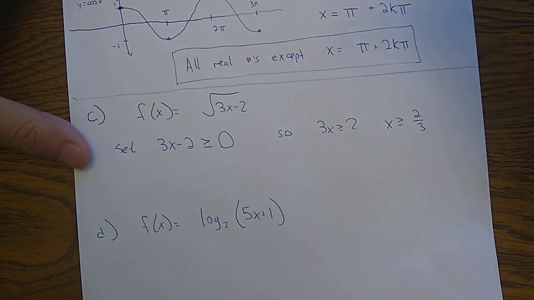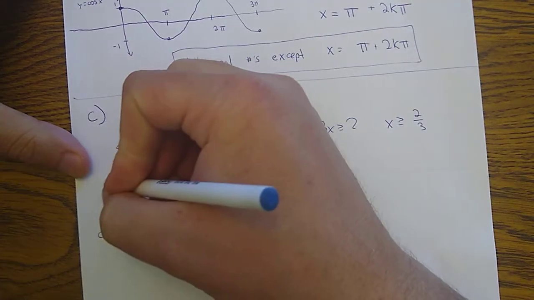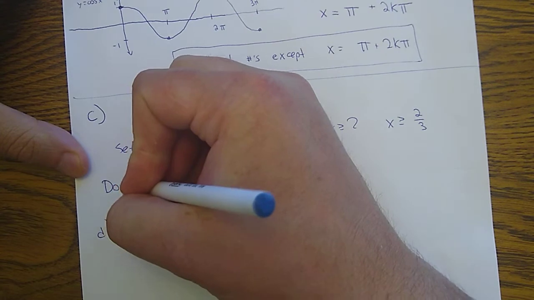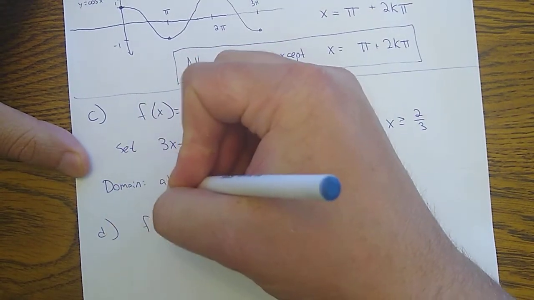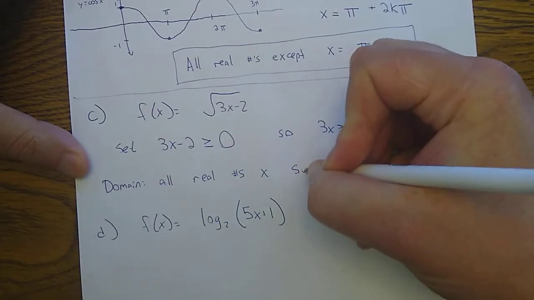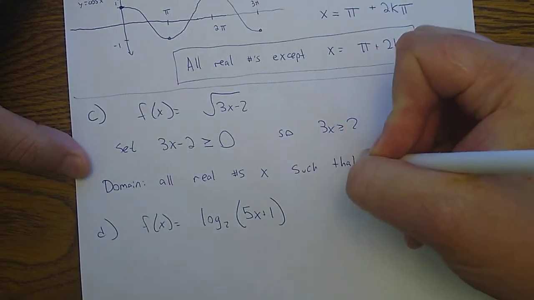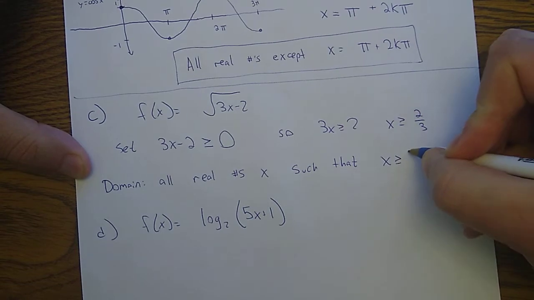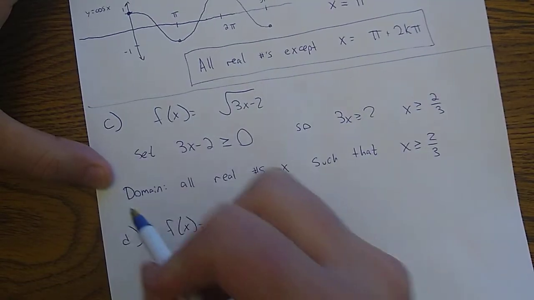So the domain is all real numbers x as long as they're greater than or equal to 2/3.